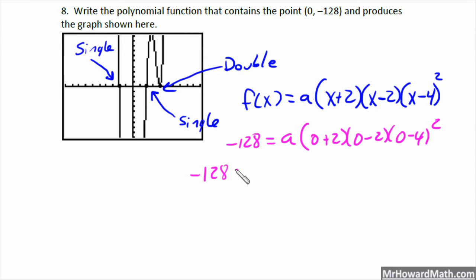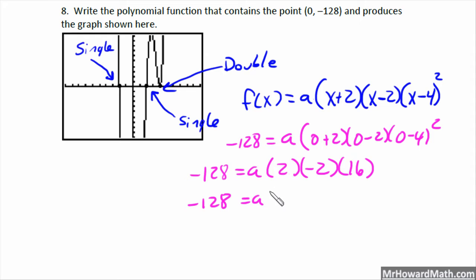Negative 128 equals a times 2 times negative 2. And then negative 4 squared would be 16. So continuing to break that down, 16 times negative 2 is negative 32, times 2 is negative 64. So divide by negative 64. And after all of that, we have an a value of positive 2.